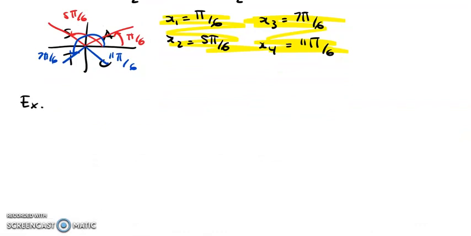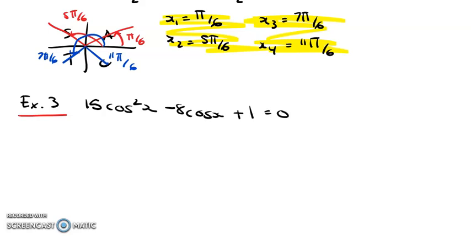Okay, example number 3. Okay, in this example, we have 15 cosine squared x minus 8 cosine x plus 1 equals 0. What we want to do here is factor this the same way we would factor something if it was just a basic quadratic equation. Don't let the cosine x throw you off. We're going to treat this as if it was x. You can even think about it like 15x squared minus 8x plus 1. But then you're just going to make sure you write the x as cosine x.